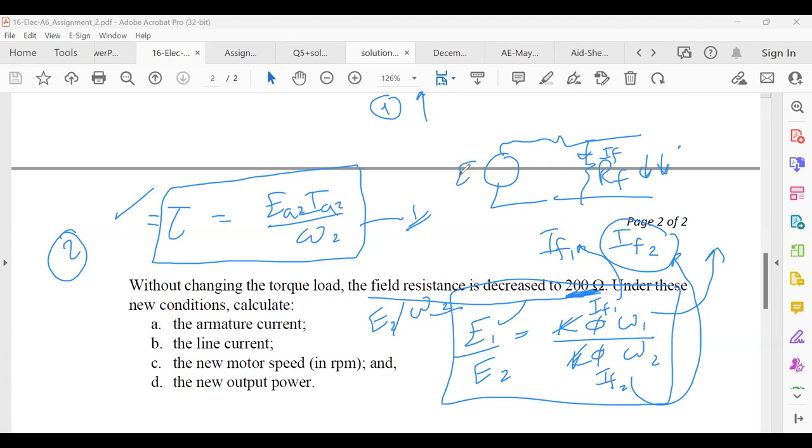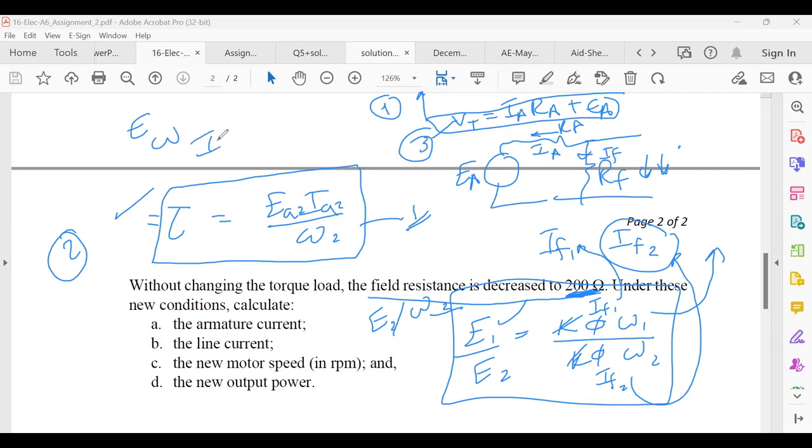The third equation is related to this equation: V terminal equals IA RA plus EA. This is the third equation. Three equations and three unknowns: E, omega, IA. Once you have the E, the speed omega, and the IA, you can calculate all of this: the armature current, the line current, because the line current will be armature plus the field, the motor speed omega, and the output power, E times IA. So you can calculate everything.